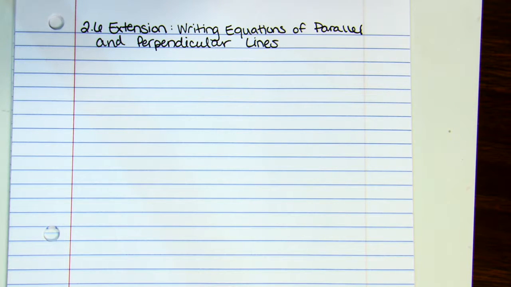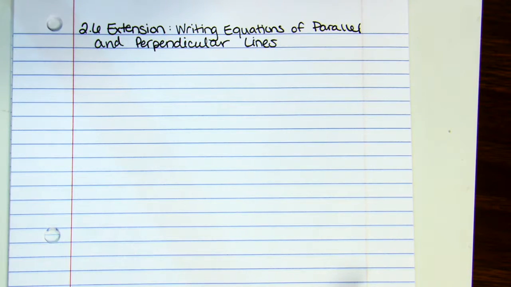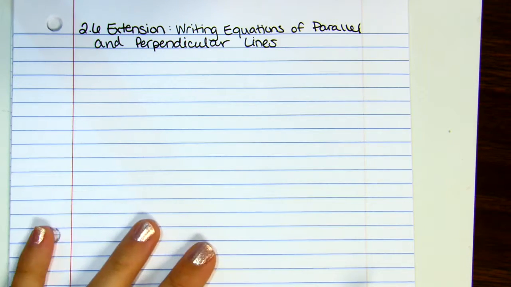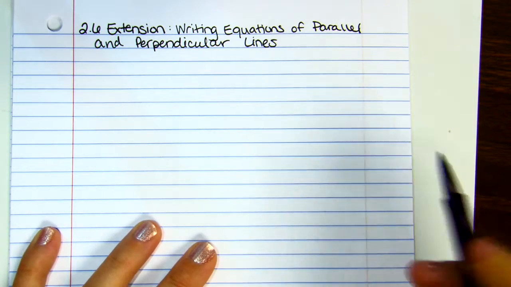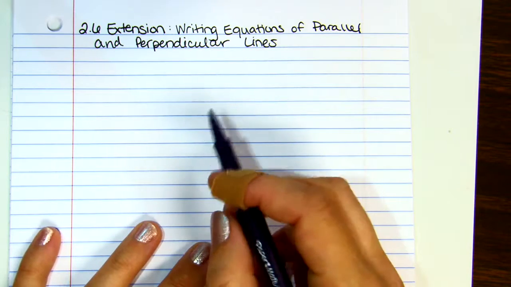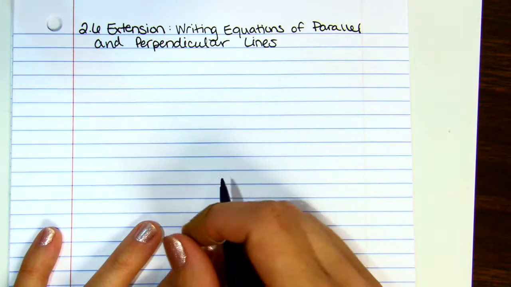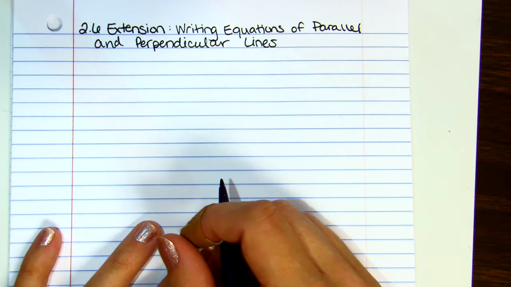Today's lesson is on writing equations of parallel and perpendicular lines. So what's going to happen is you're going to be given an equation and a point, and you're going to be asked to draw or come up with the equation for another line that's either parallel or perpendicular to the first line that goes through the point you were given.